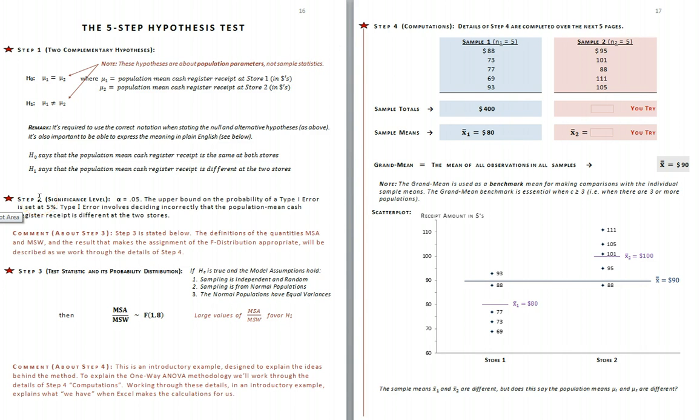Step 2 involves choosing a significance level. We'll choose alpha equal to 0.05. The upper bound on the probability of a type 1 error has been set at 5%. That is, we've limited the probability of incorrectly choosing H1, or if you wish, the probability of incorrectly deciding that the population mean cash register receipts at the two stores are different.